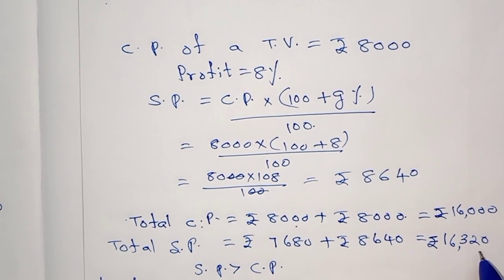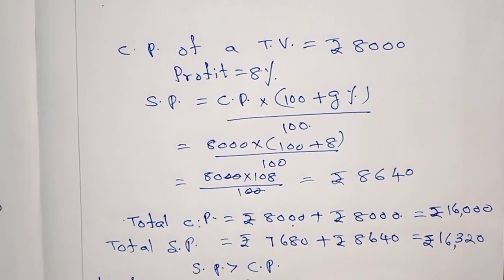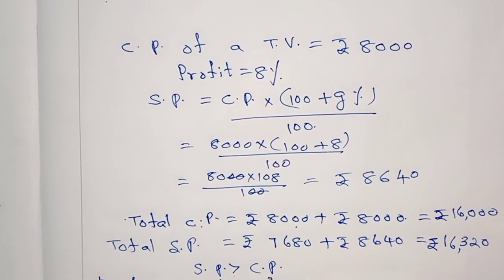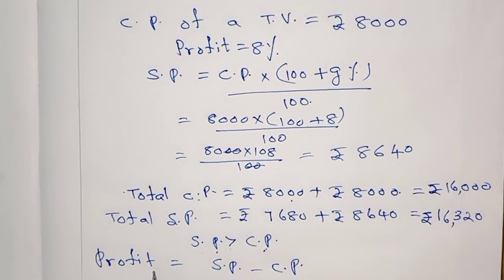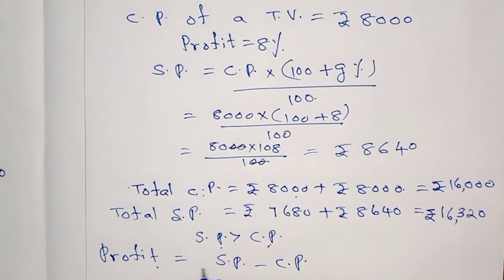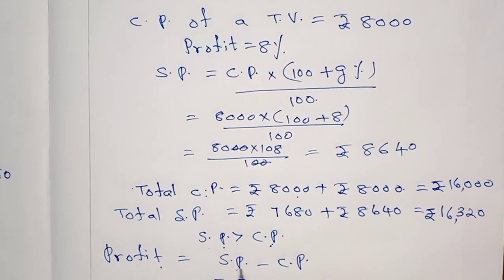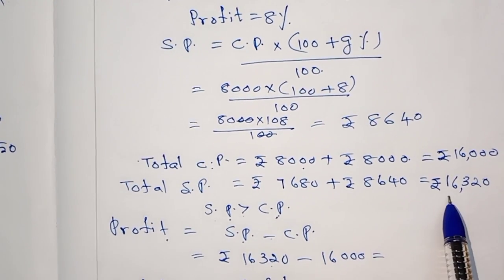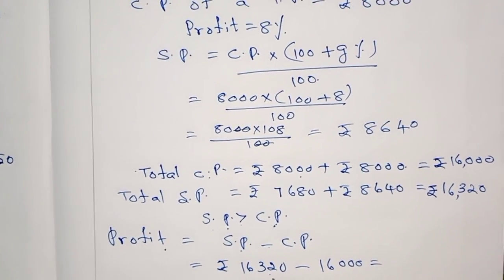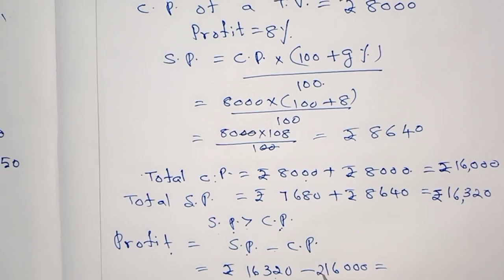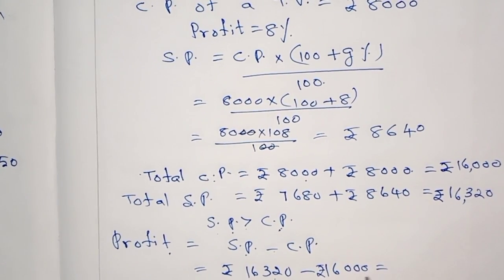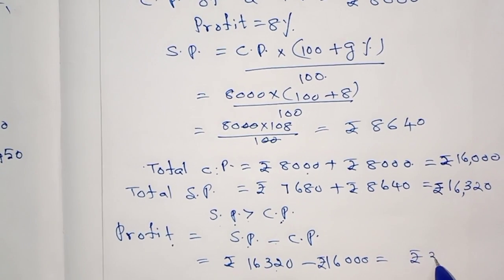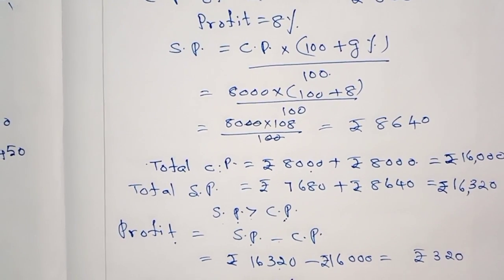So what does it mean? That means selling price is greater than cost price. So when selling price is greater than cost price, then it is a profit. So what is profit? Profit is equal to selling price minus cost price. What is the selling price? 16,320. So that only we wrote here. What is the cost price? 16,000. Subtract both. So what is the answer? 320.